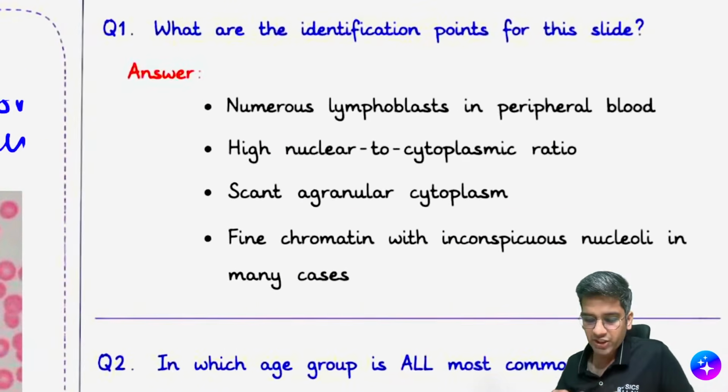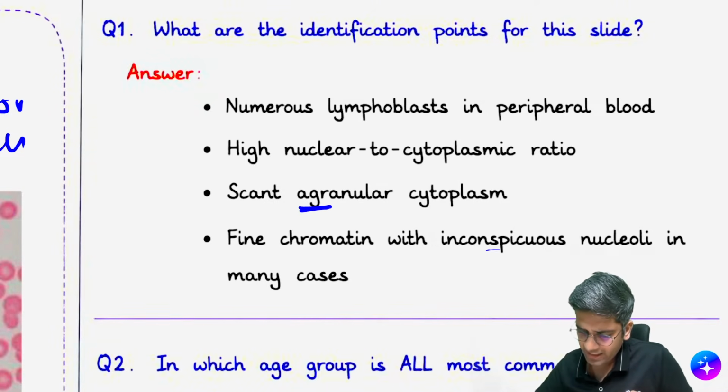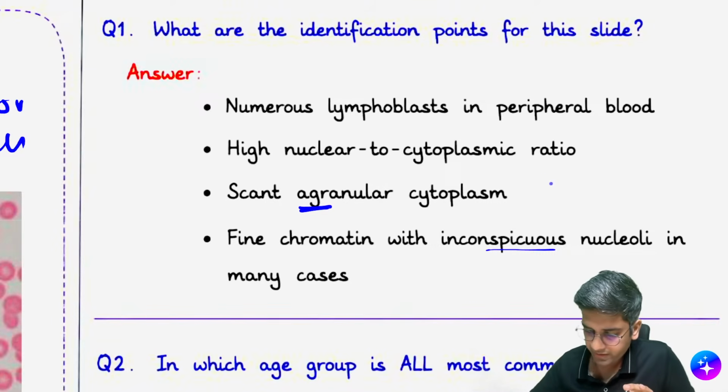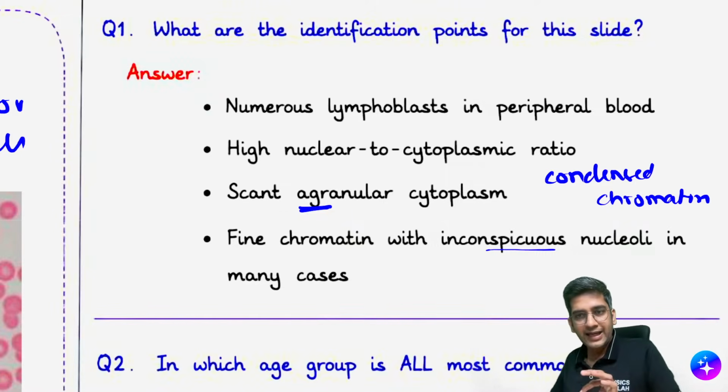Okay. Identification points. Same. I have numerous blasts in the peripheral smear. How do I know it's a blast? More than 2 times the size of an RBC, it's a blast. I have high N:C ratio, agranular cytoplasm, and very inconspicuous nucleoli. And the most important thing is, I want you to remember this: a condensed chromatin. A very condensed chromatin, blue chromatin, hardly any nucleoli.